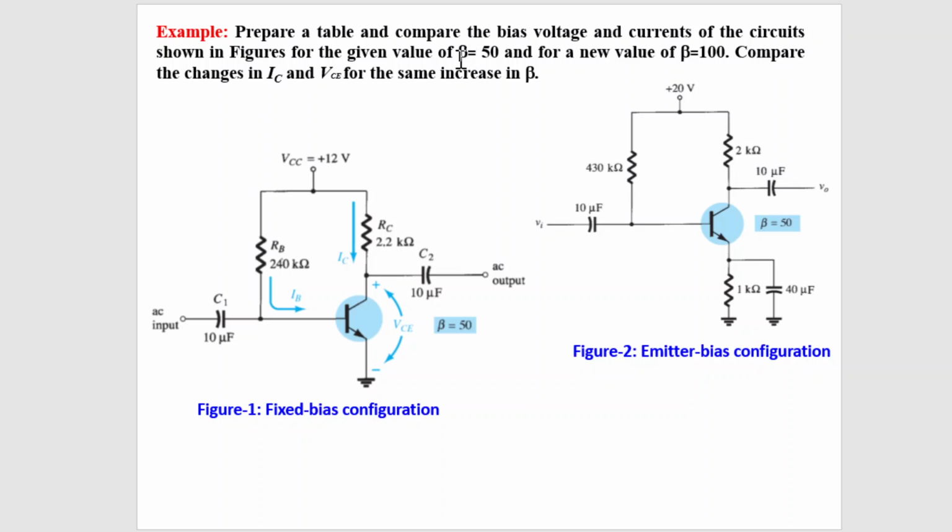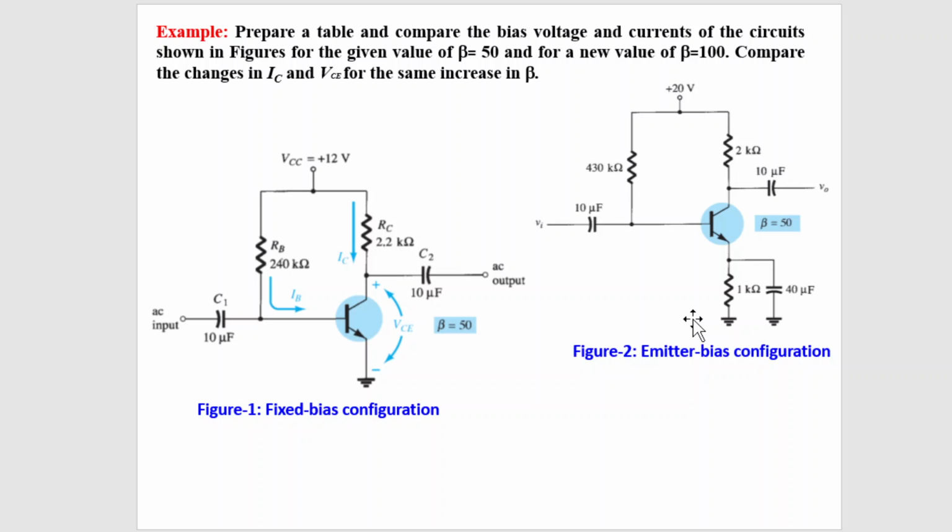These three parameters you are asked to calculate two times. First, when you take beta equal to 50, then you calculate, and then you take new beta, that is beta equal to 100, then you calculate, and then you prepare a table. What changes if you change beta from 50 to 100, how base current, collector current, and collector emitter voltage change for this fixed bias configuration. And similarly, if you change beta from 50 to 100, how your base current, collector current, and collector emitter voltage change for emitter bias configuration. That is what question is asked.